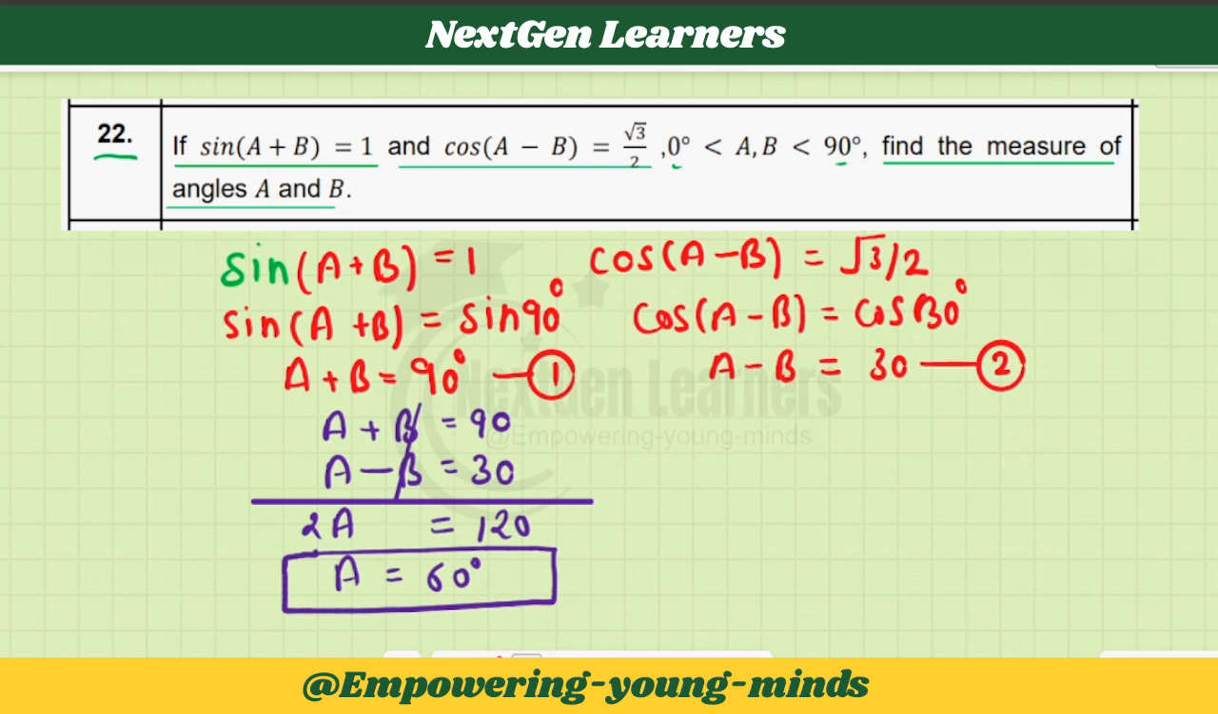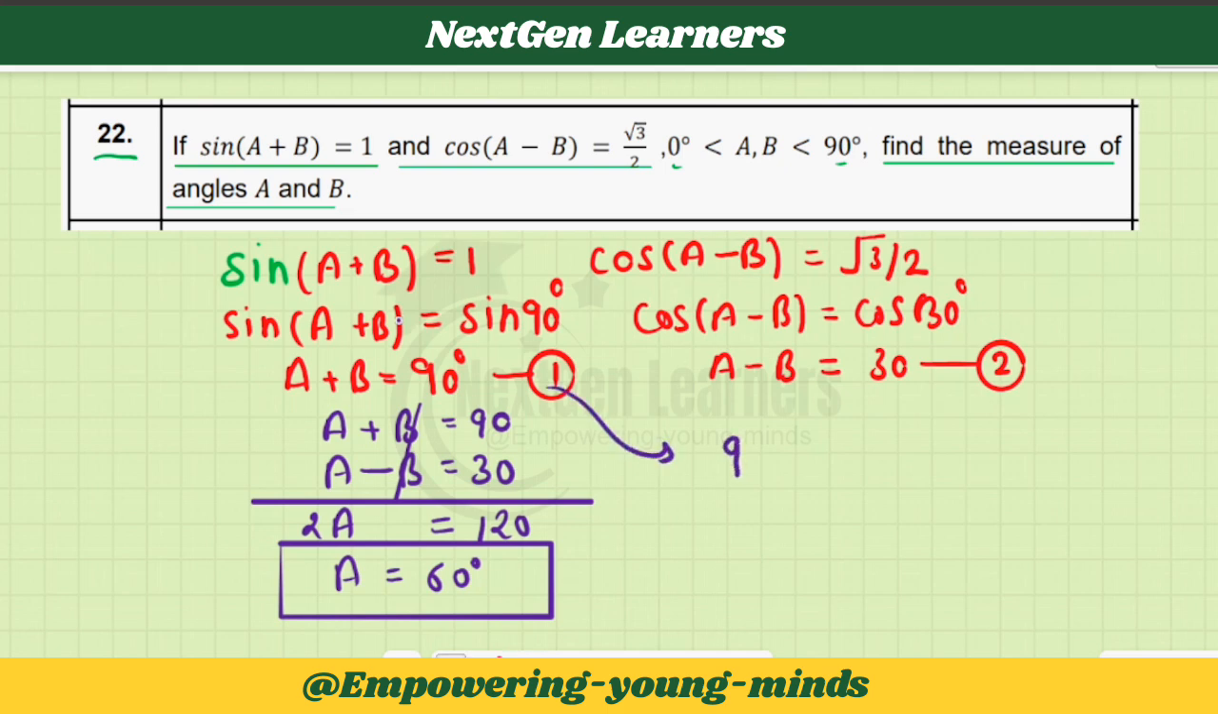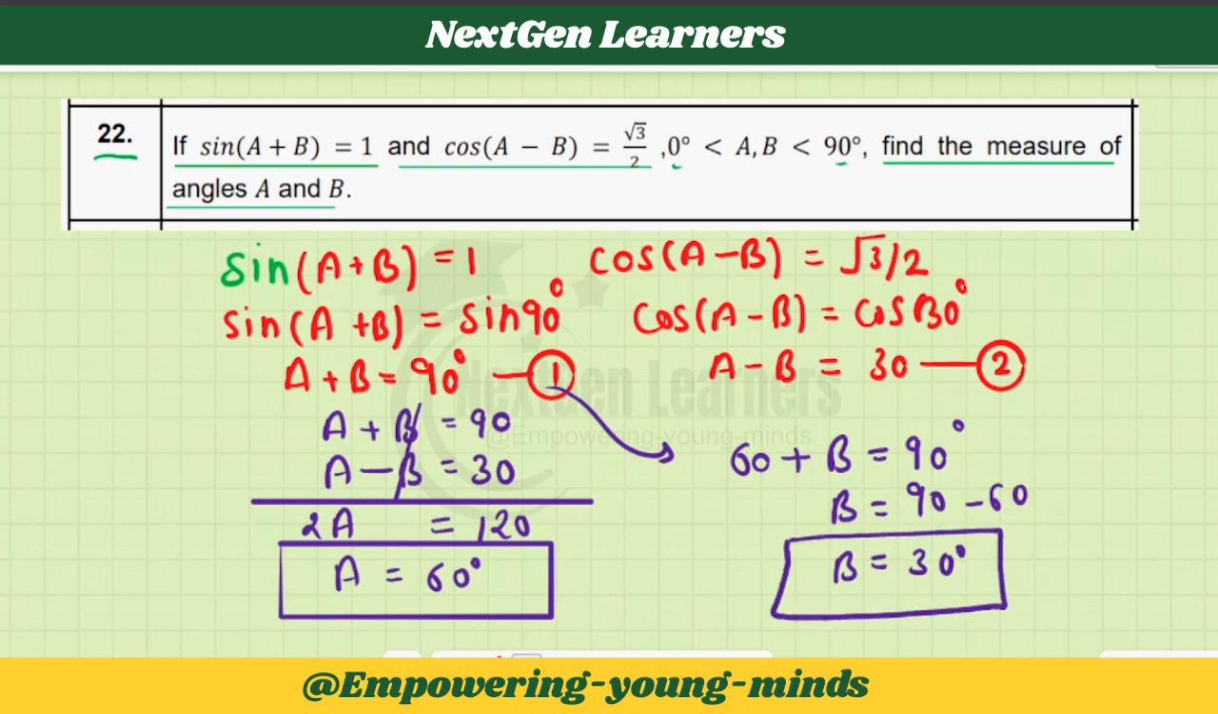Now if I want to calculate the value of b, I put the value of a either in this equation or in this equation. So I'm putting the value of a in equation 1. After putting the value of a, I'll get 60 plus b is equal to 90 degree. If I solve this for b, b will be 90 minus 60, so b will be equal to 30 degree. Hence a will be equal to 60 degree and b is equal to 30 degree.